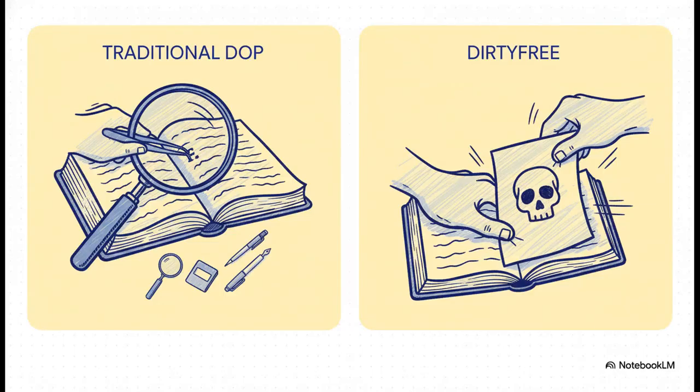Game over. And that right there is the fundamental difference. Traditional DOP is like trying to perform microscopic surgery to change a single letter in a book. It's delicate, it's hard, and it requires a bunch of different tools. DIRTFREE is like just ripping the entire page out and pasting in your own forgery. It's not subtle, it's architecturally simpler, and it's way more effective.